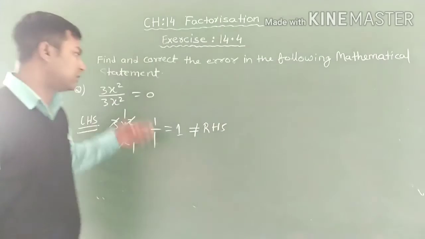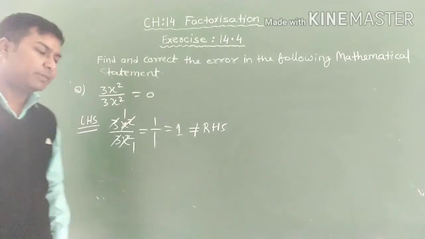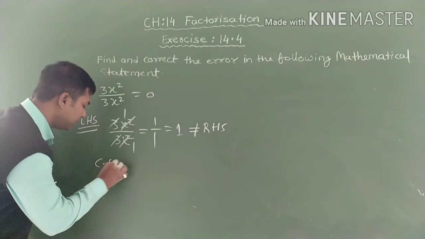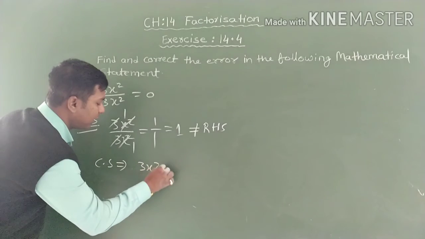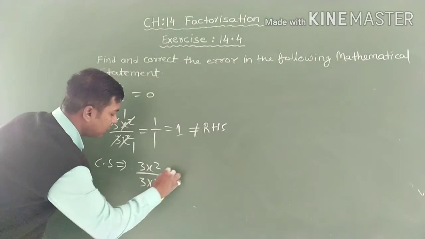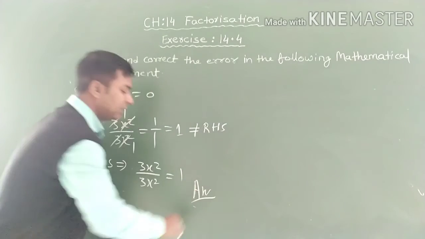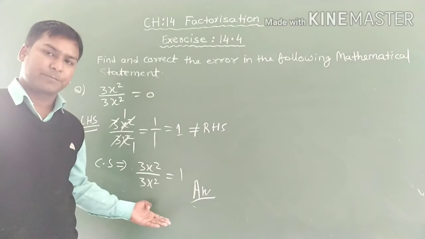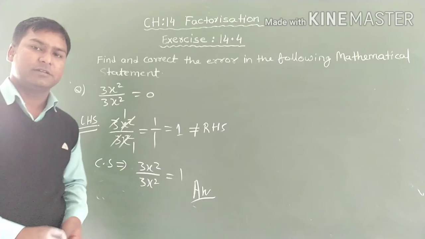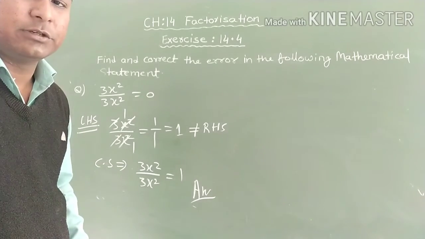So it is an incorrect statement. What is the correct statement? The correct statement will be 3x square divided by 3x square equals 1. So this is the answer and this is the correct statement also. Okay, very easy. Now next question.